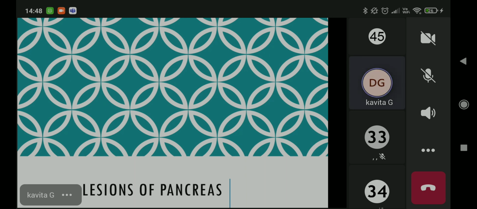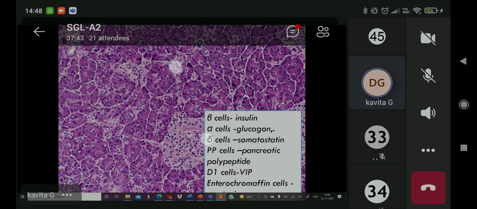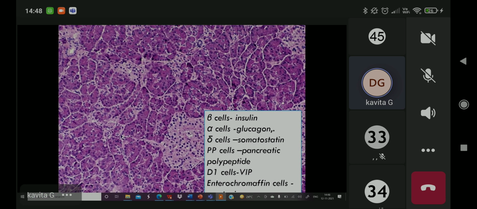What is this? This is nothing but the pancreatic parenchyma. You have acini and you have the islets. So this pale looking area is nothing but the islets of Langerhans, and these are all the acinar cells of the pancreas. Now, the exocrine pancreas and the endocrine pancreas are the two divisions.